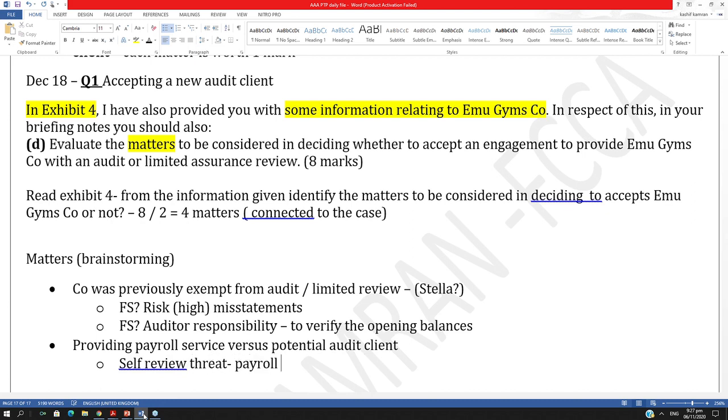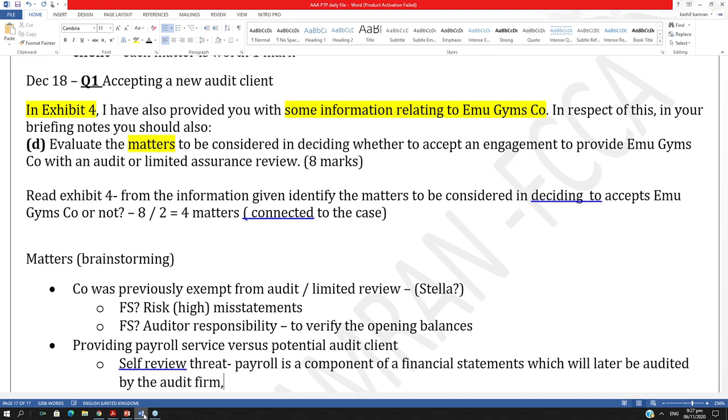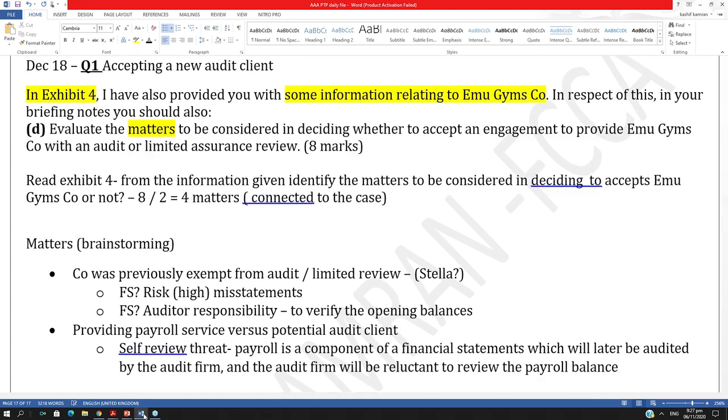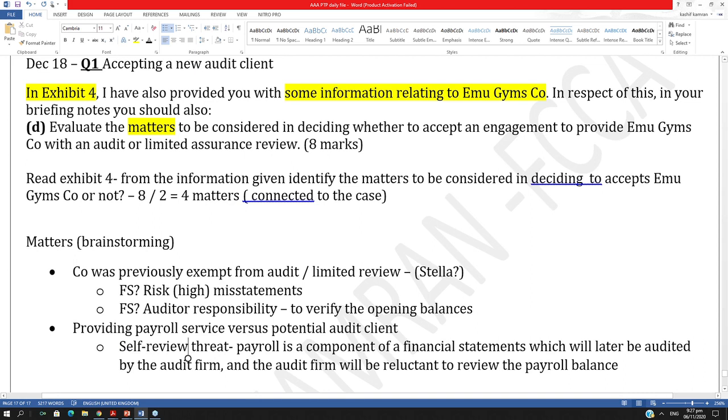Because payroll is a component of a financial statement which will later be audited by the audit firm, and the audit firm will be reluctant to review the payroll balance. Is that right? We even found a self-review threat yesterday, right? In the day 3. So a self-review threat, right?